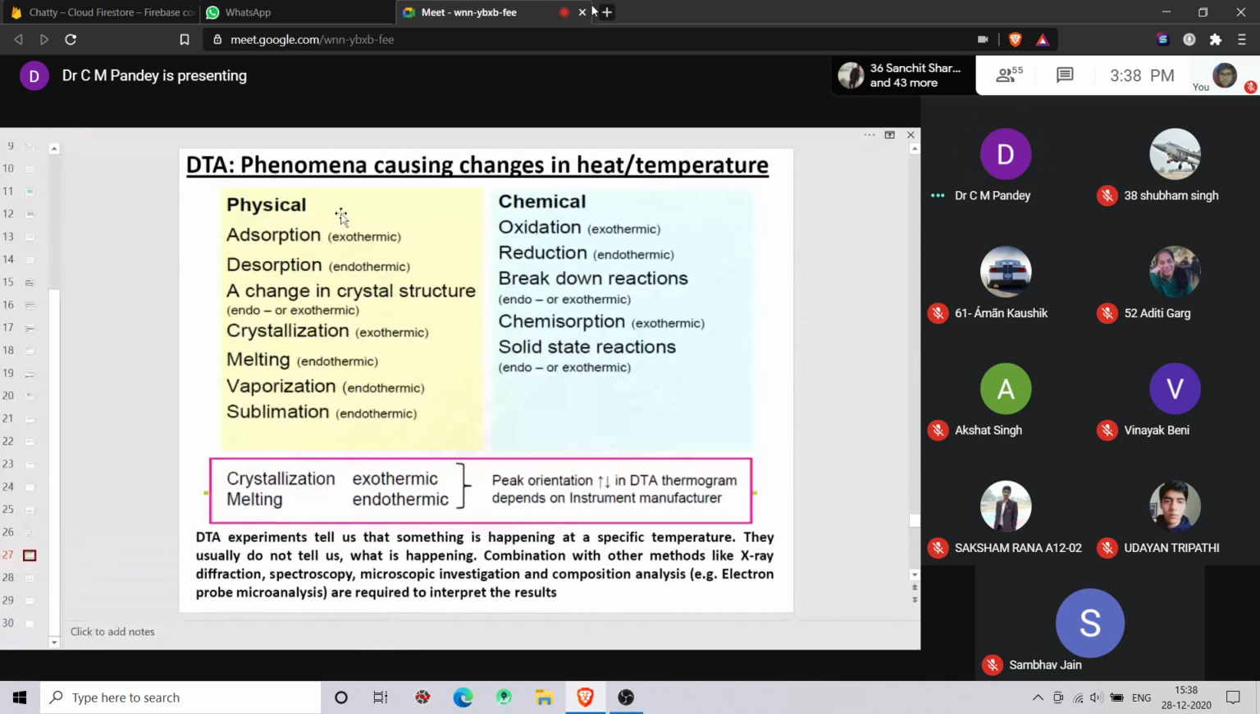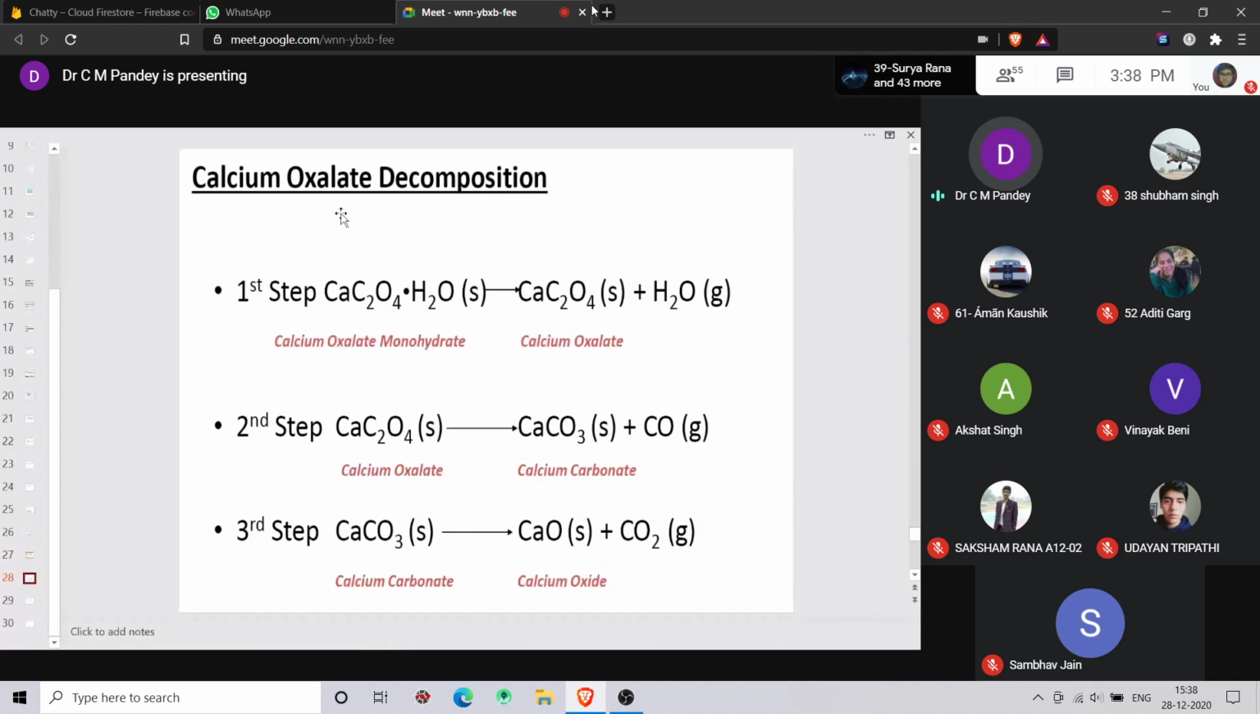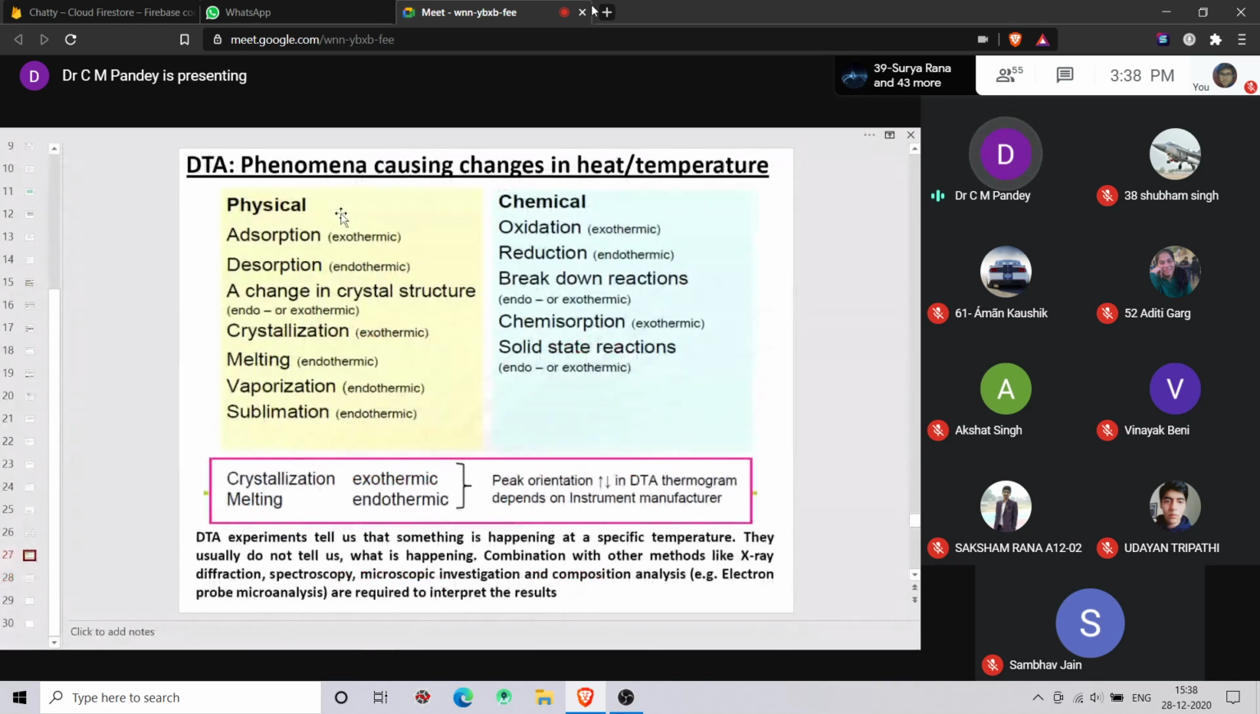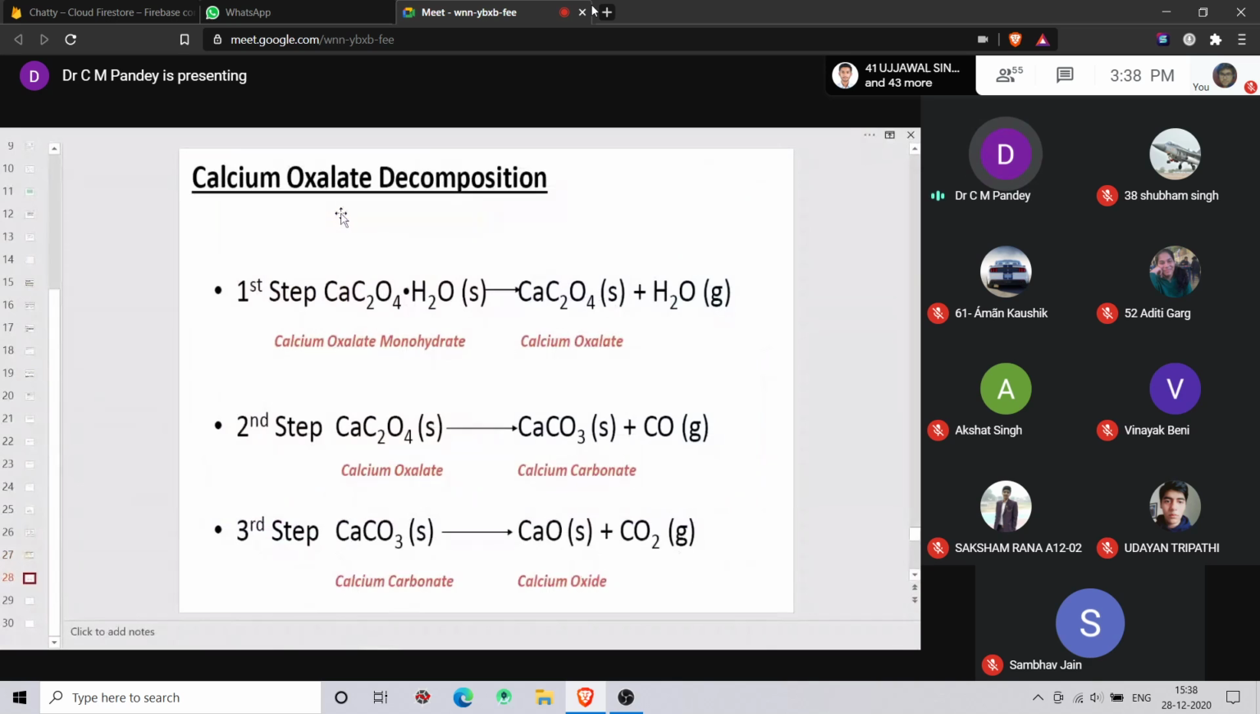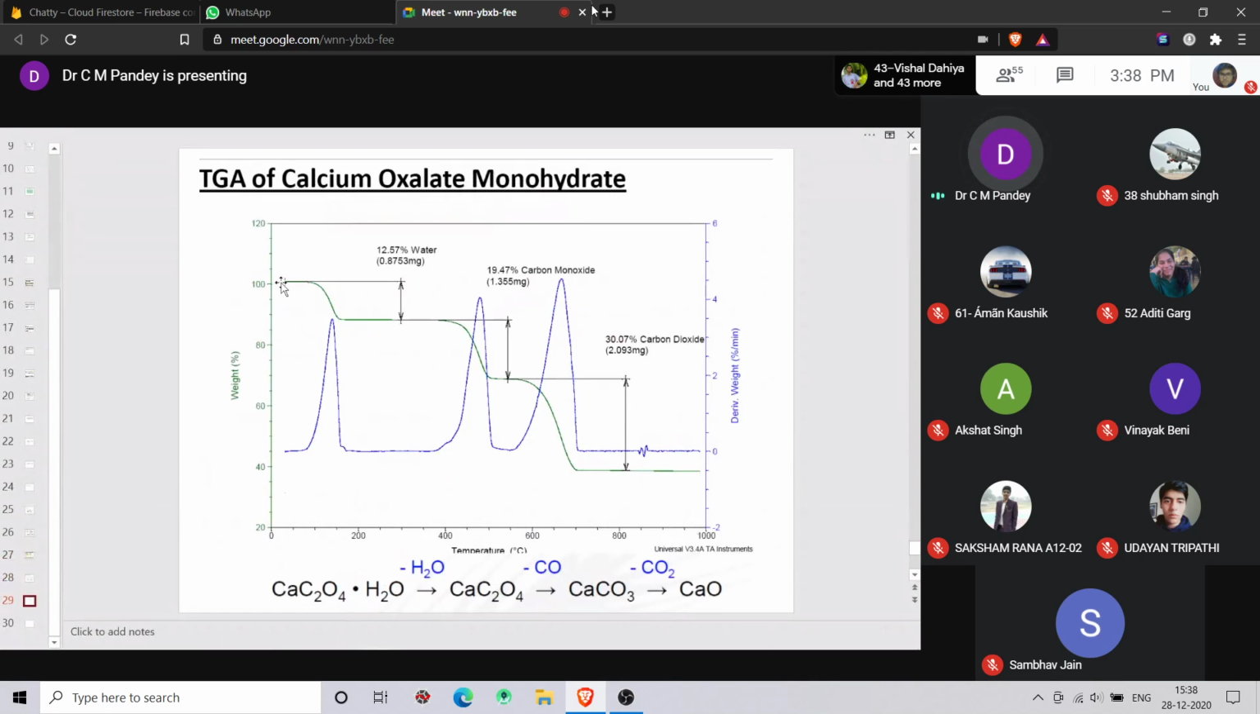Yes, anything you want to ask? Now, regarding a TGA curve, in the last class some of you asked for an example of a compound's TGA curve. So this is a curve showing the decomposition of calcium oxalate, that is CaC2O4·H2O. So this is the TGA curve. What type of curve is this green curve?